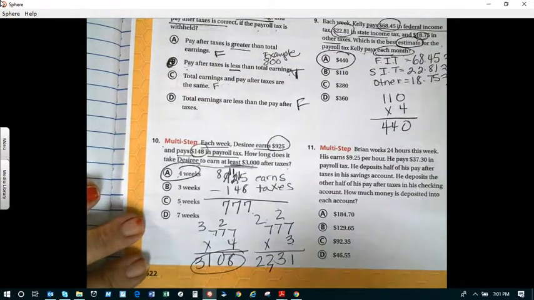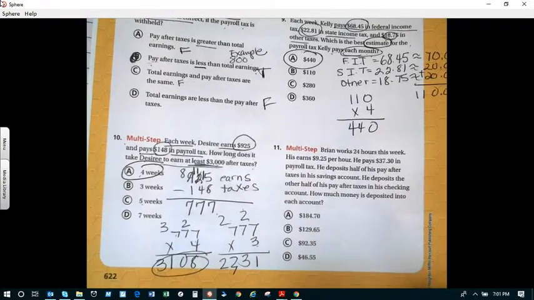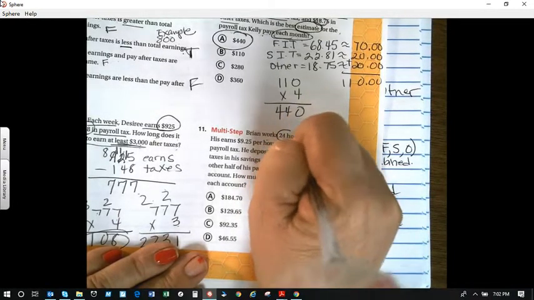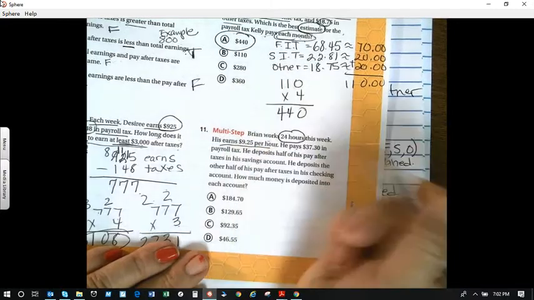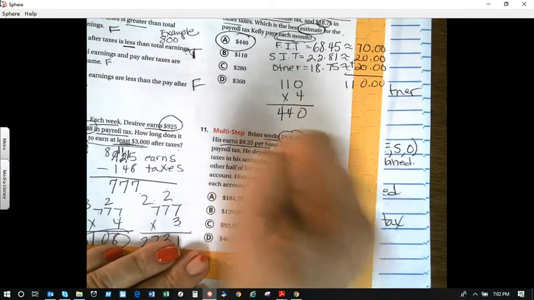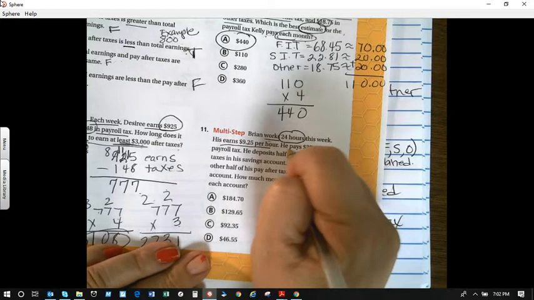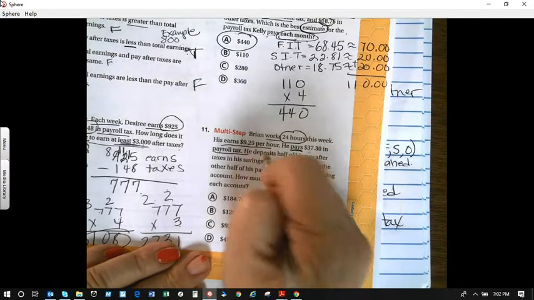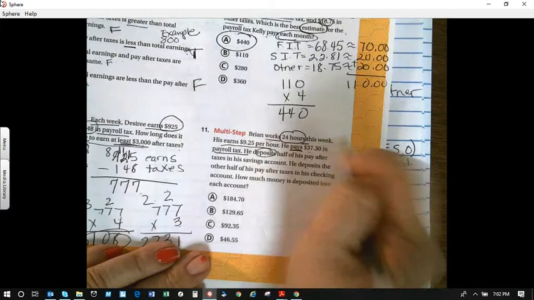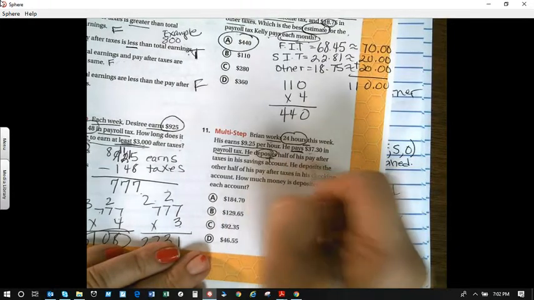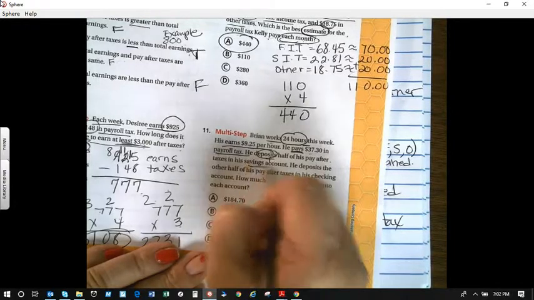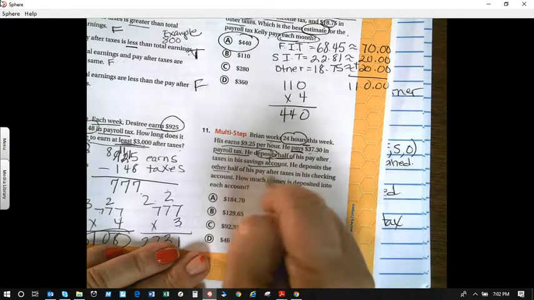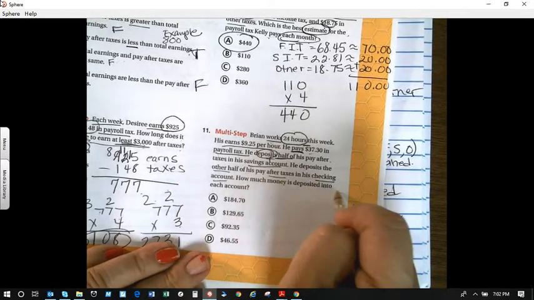All right? And let's look at the last one. Brian works 24 hours this week. He earns $9.25 per hour. So this is works and earns. He pays $37.30 in payroll taxes. Now, he's going to deposit. Pays means he's going to subtract out. Deposit, we're going to add half of his pay after taxes in his savings account. So half, and then he deposits the other half after taxes in his checking account. How much money is deposited into each account?